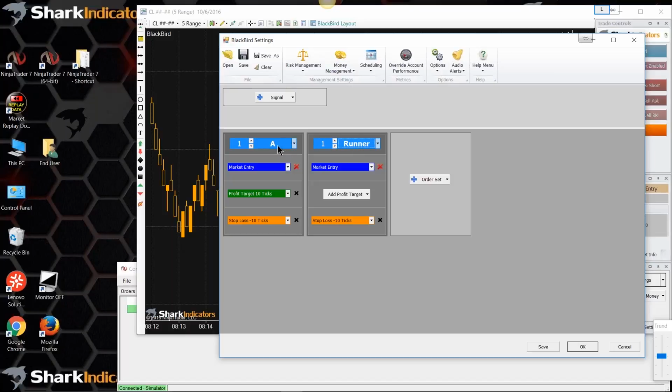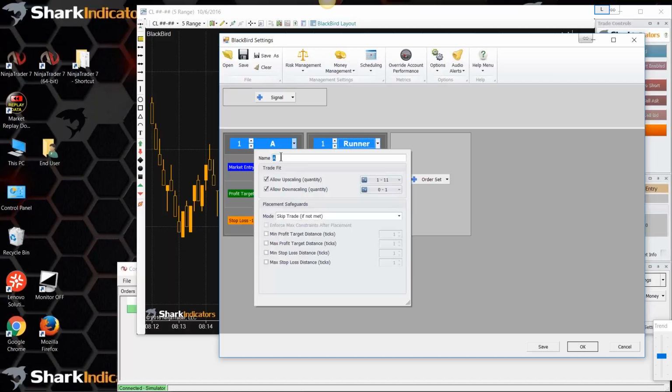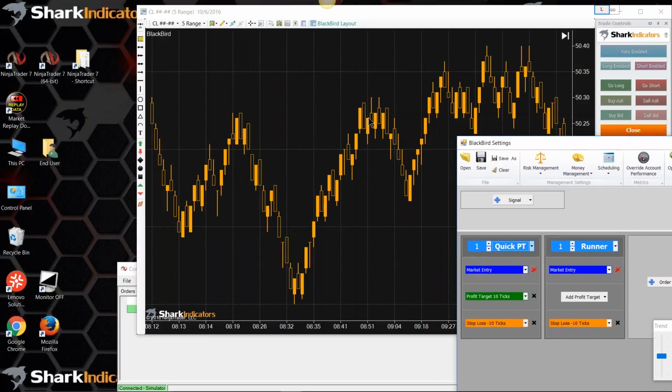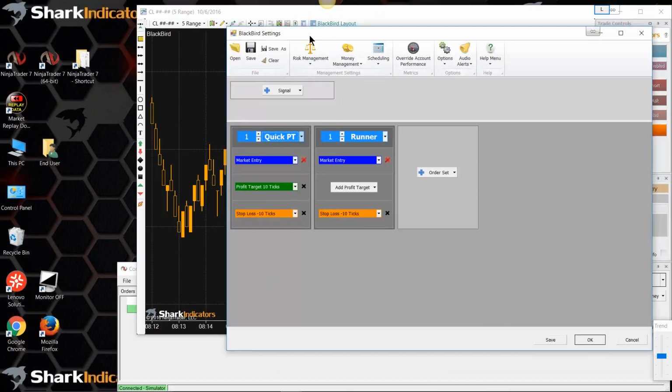And so if I didn't like the name A, I could just go in here and type in quick profit target, quick PT. So I can put a custom name in there. So these names can be handy in several places. So for example, when you see the order names show up on the chart, you'll see these names show up on the chart.